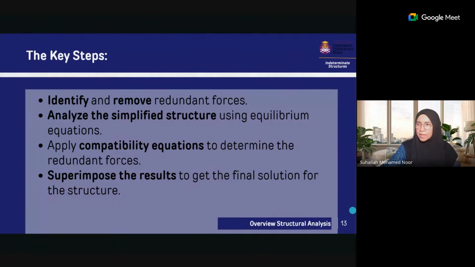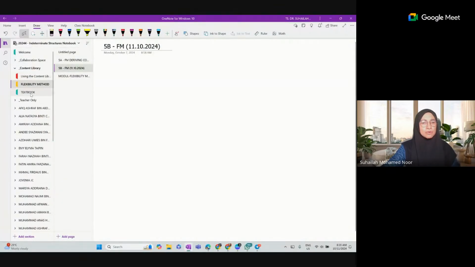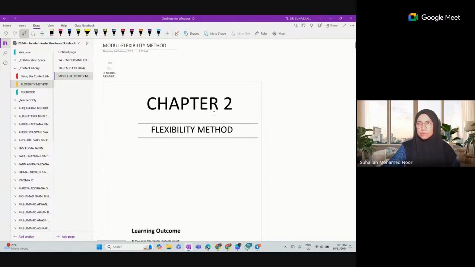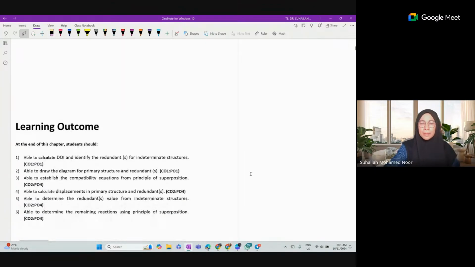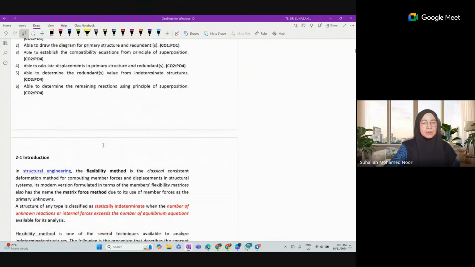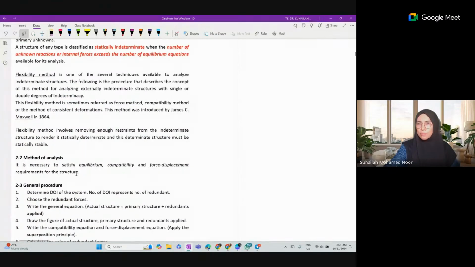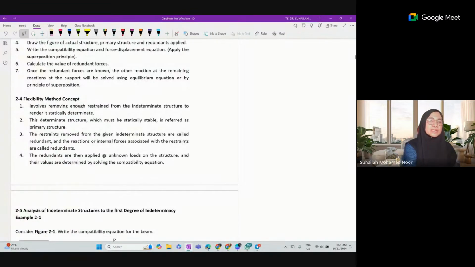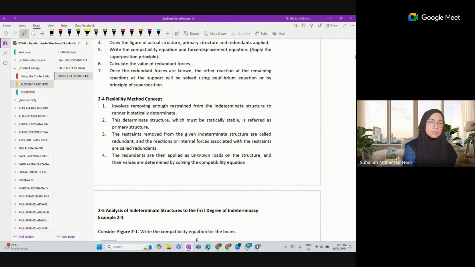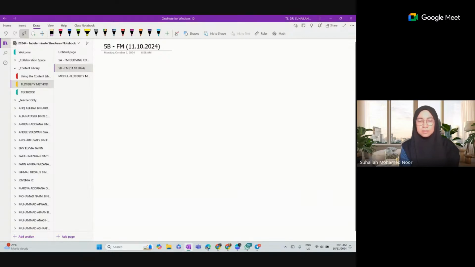Okay, that's the idea. In the OneNote, I have put the textbook, and under the flexibility method, the module is here, so you can read. This is also the module that you have bought, right? This is the same as what I have explained previously. So the idea is like this.